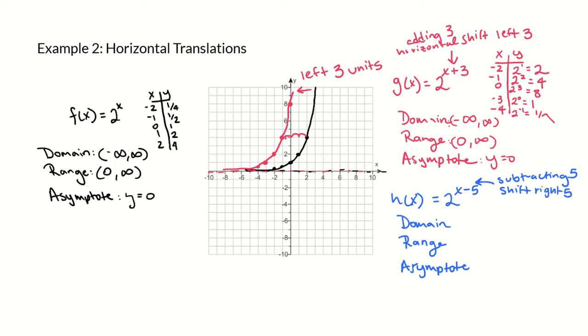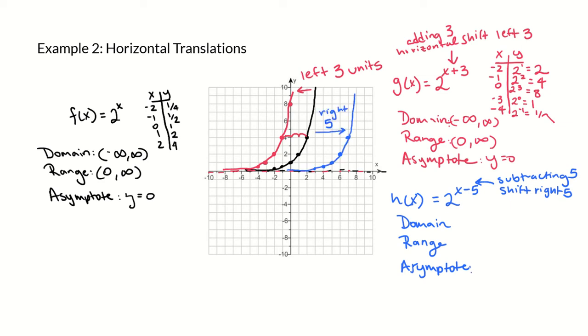So we can take each point, we could make an xy table, or we can just take each point from the original function, which is drawn in black, and shift it to the right 5. So 2, 4 becomes 7, 4. 1, 2 becomes 6, 2. 0, 1 becomes 5, 1. And we can draw the rest of the graph from there.